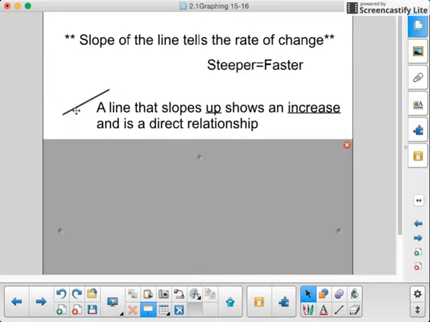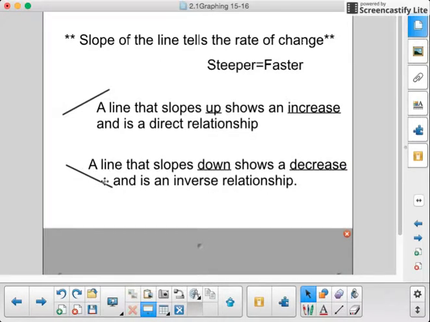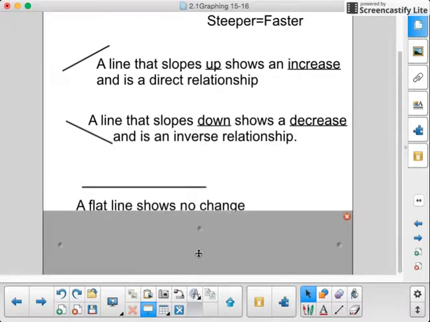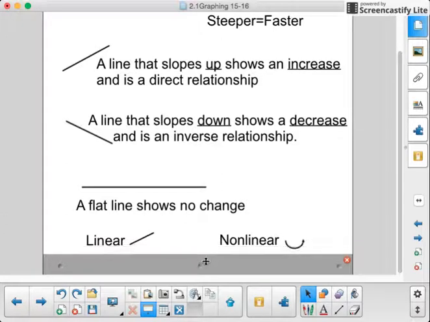A line like this one that slopes up shows an increase, and that's a direct relationship. A line that slopes down, like this one, shows a decrease. That's an inverse relationship. A flat line shows no change. And then here I added some illustrations for a linear graph, a straight line, and a nonlinear graph, any graph with a curve. Those are the notes for Unit 2, Lesson 1, Graphing.